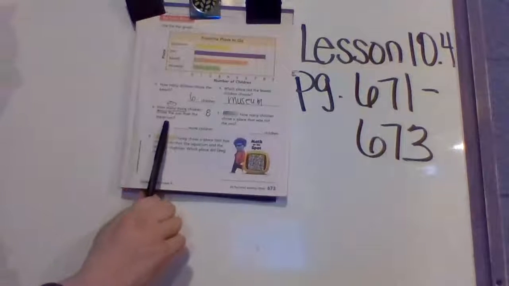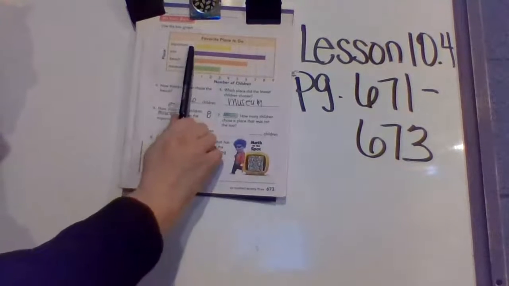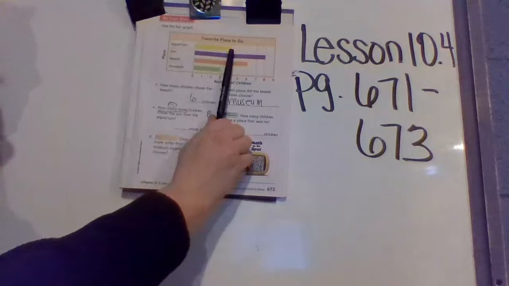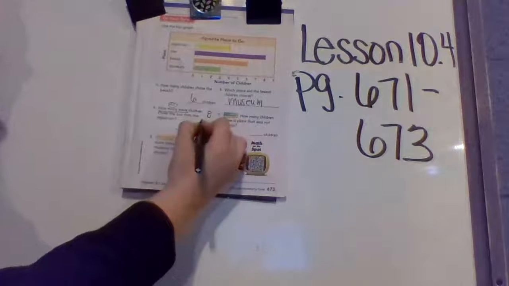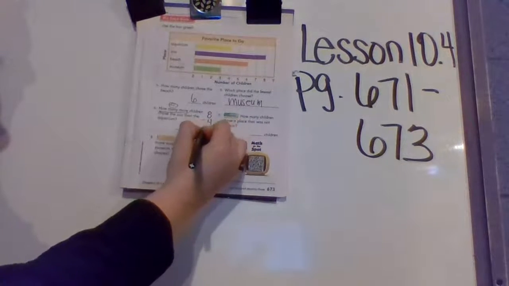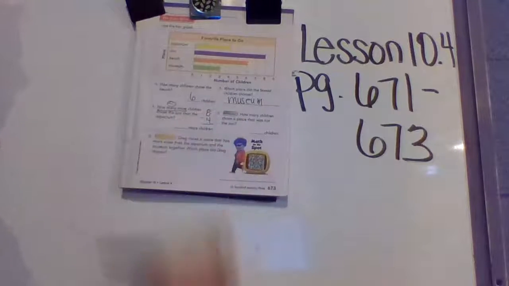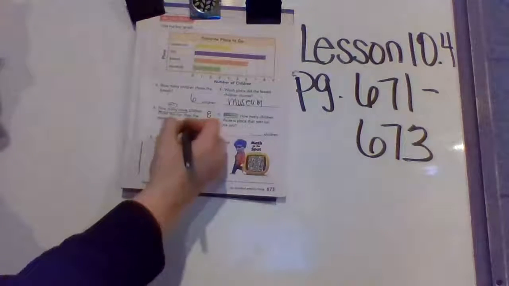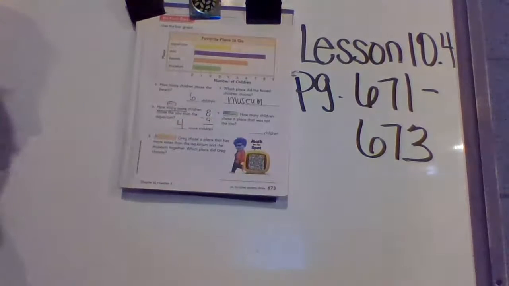And then let's go up to the aquarium because we want to know the difference. So follow that bar along for the aquarium. Very good. There are 4 for the aquarium. So we want to find the difference. So we're going to subtract 8 minus 4. And we can see that we have a total of 4 more children.